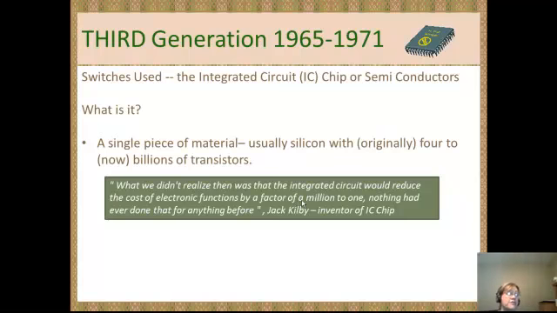Now, the third generation of computers was from 65 to 71 and used this newfangled device called an IC chip. You've probably seen these on motherboards if you've looked at the hardware inside of your system unit. It uses silicon. And originally there were 4 switches on one of these. Once again we can get smaller, because now this space could do 4 switches. And now we can put billions of switches on one of these.